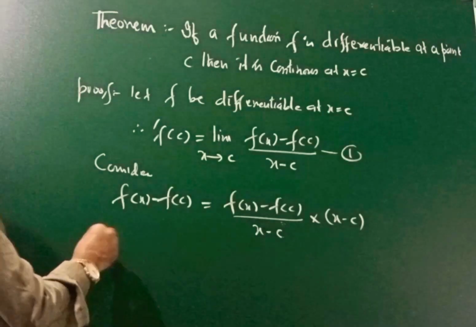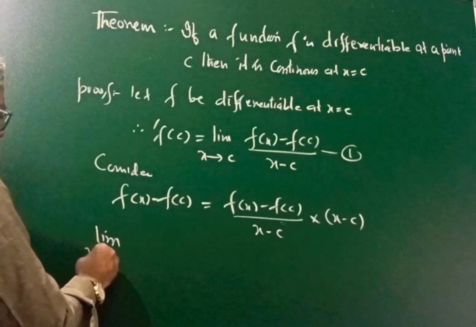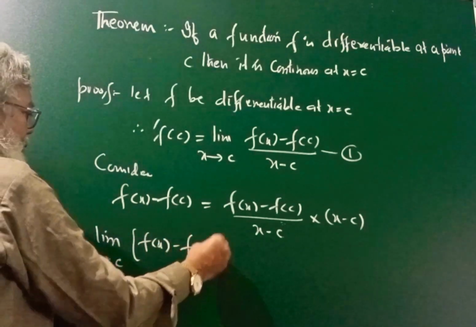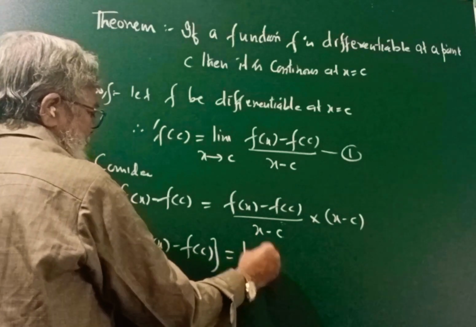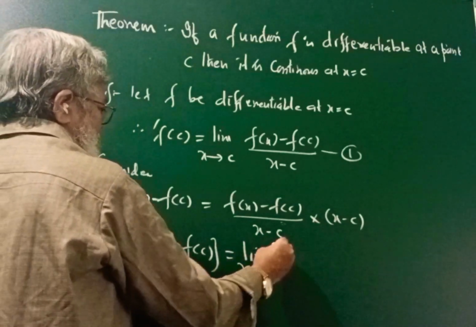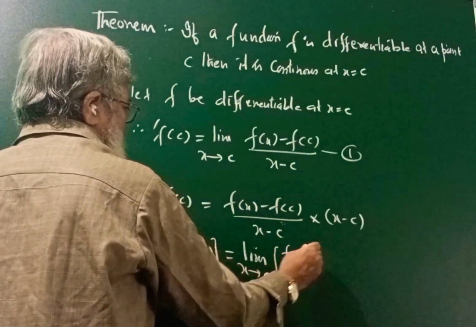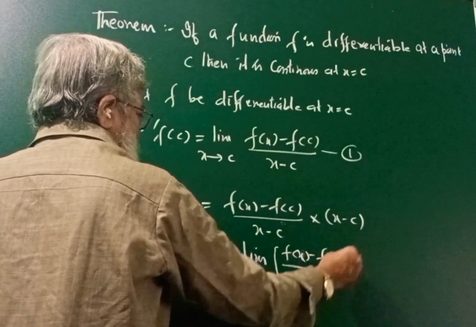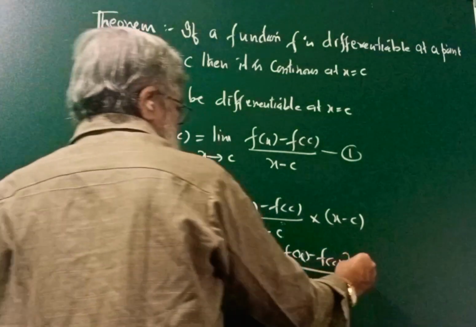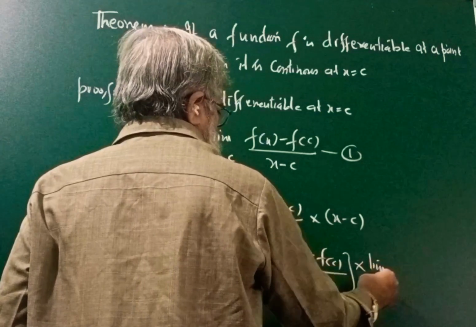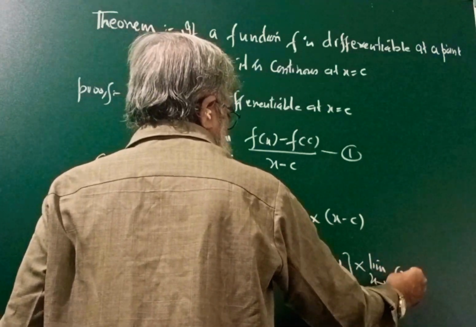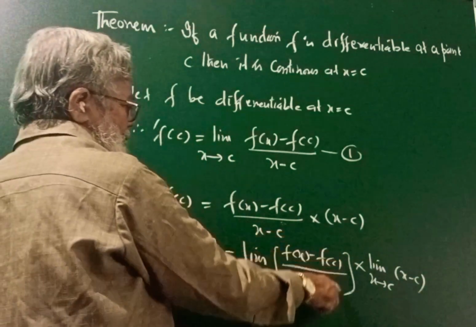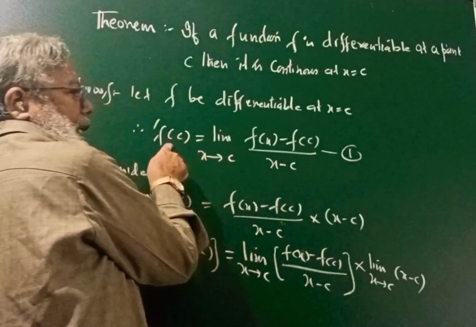Then we apply limit x tends to c. Applying the limit on both sides, limit x tends to c of f(x) minus f(c) is equal to limit x tends to c of [f(x) minus f(c) divided by x minus c] into limit x tends to c of (x minus c). Now you see here, from equation 1, this value is given by f dash c.